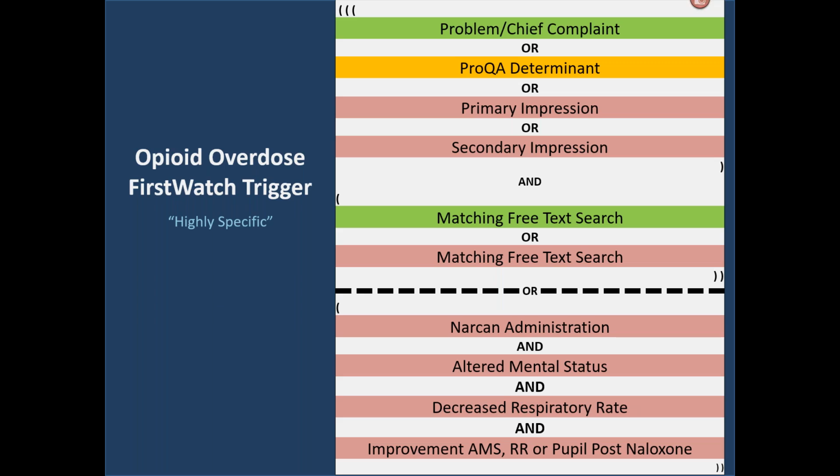So we're looking for an improvement of altered mental status and respiratory rate or pupil response post-administration of naloxone. So, thanks, Sylvia, for that. The way I like to think about this, and why we have two different approaches, the highly specific approach or the more sensitive approach, is it really depends on what you're trying to do.